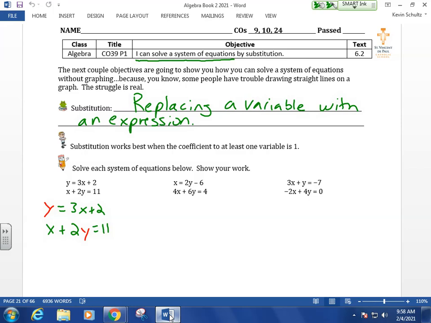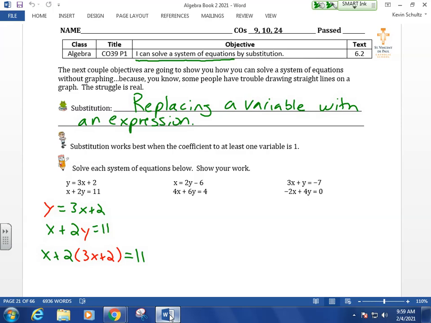Thomas? Right. The top equation says y equals 3x plus 2. So in the second equation, watch what happens if I replace my variable of y with 3x plus 2. How did I just greatly improve my ability to solve this equation, solve this system? Violet. I now have one equation with one variable to solve.